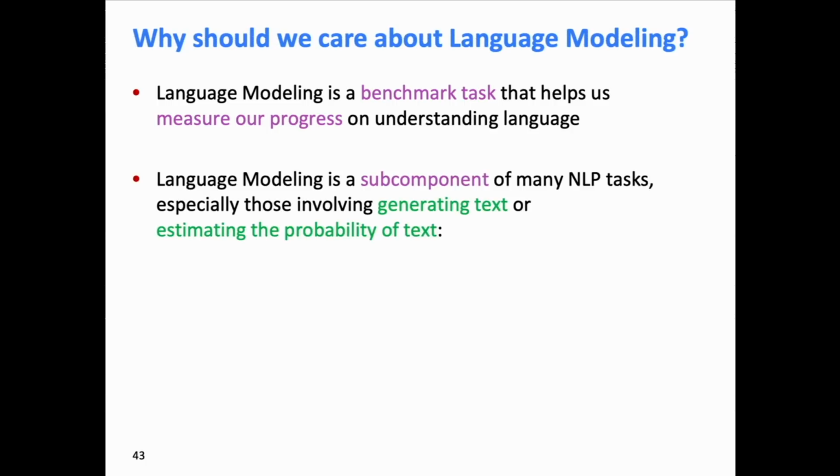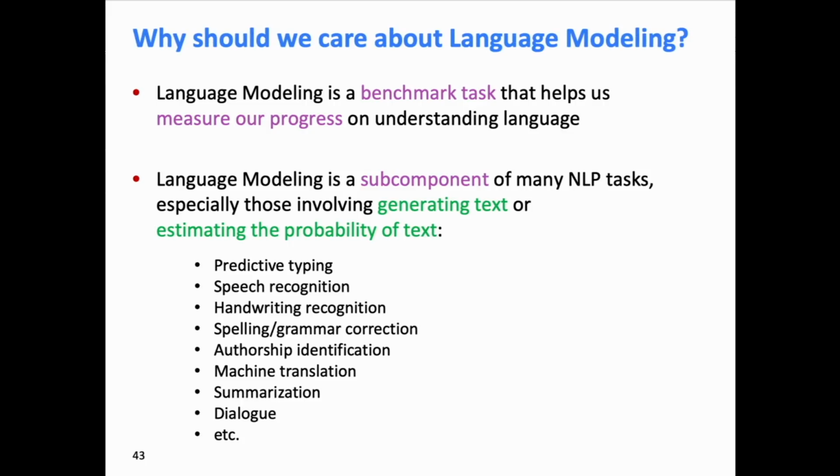So another more tangible reason why you might care about language modeling is that it's a subcomponent of many, many NLP tasks, especially those which involve generating text or estimating the probability of text. So here's a bunch of examples. One is predictive typing. That's the example that we showed at the beginning of the lecture with typing on your phone or searching on Google. This is also very useful for people who have movement disabilities because there are these systems that help people communicate using fewer movements. Another example is speech recognition.